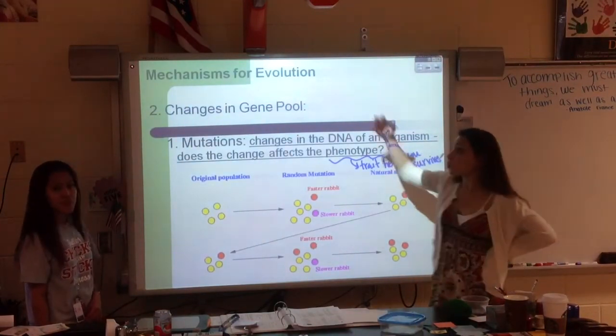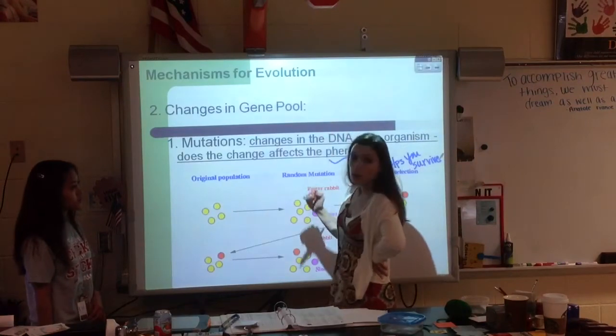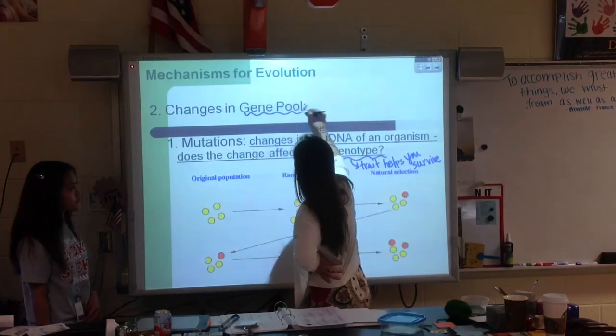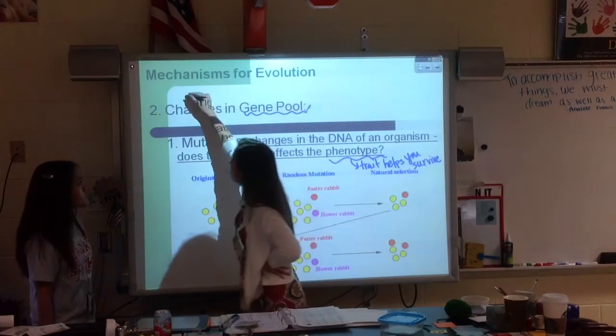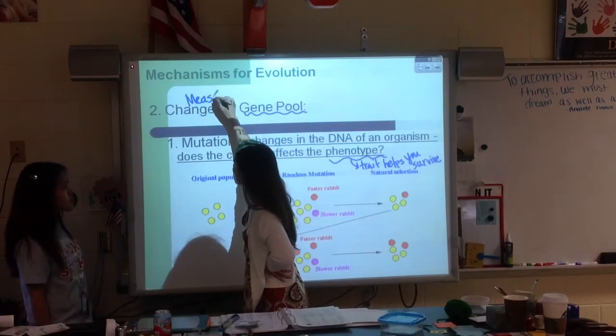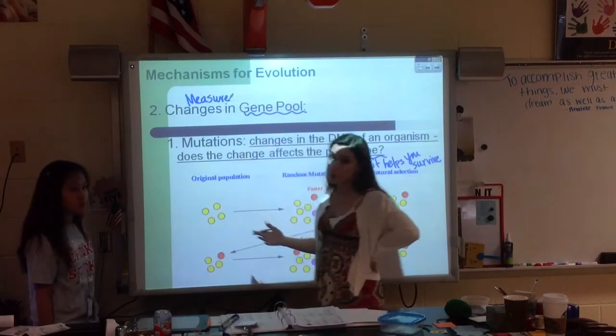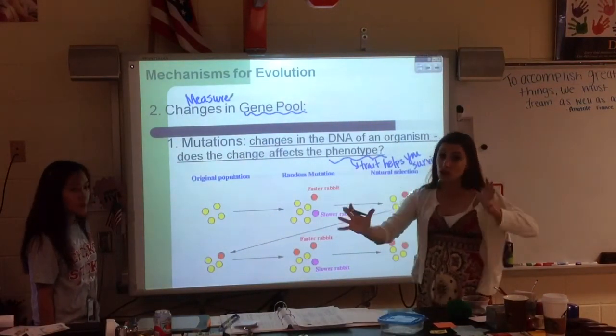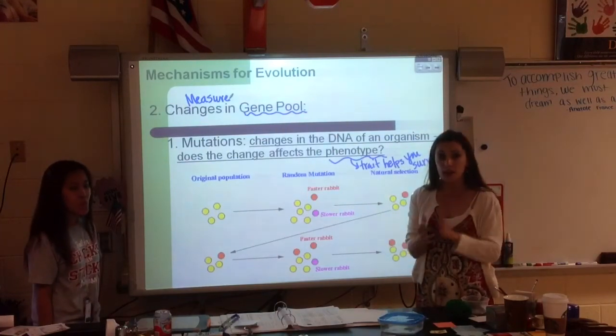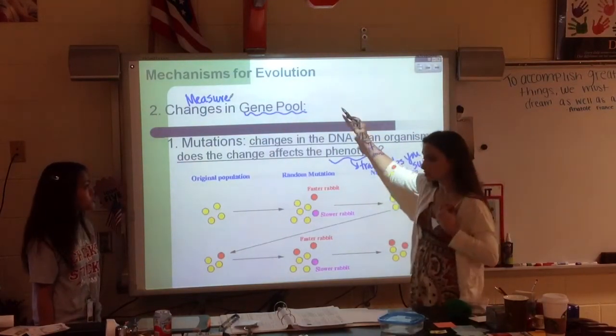And so the way that we're going to measure evolution is we're going to look for changes in the gene pool. So we're actually going to measure changes in the gene pool. And that's one way that we know evolution is happening. Because sometimes you can be looking at organisms and not tell that they have evolved until you actually study the genes.